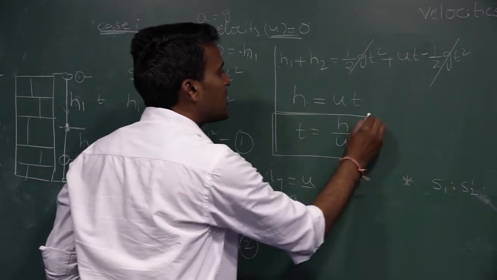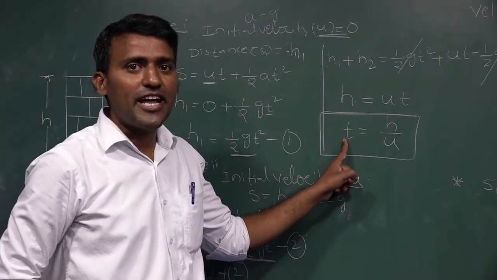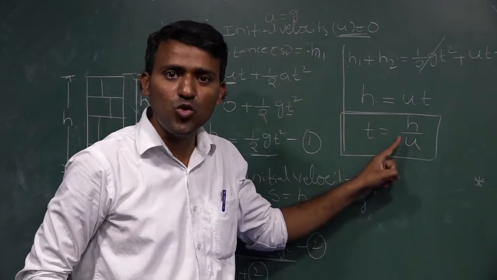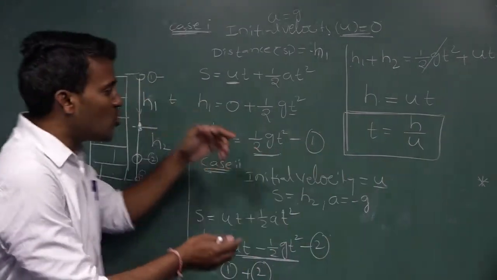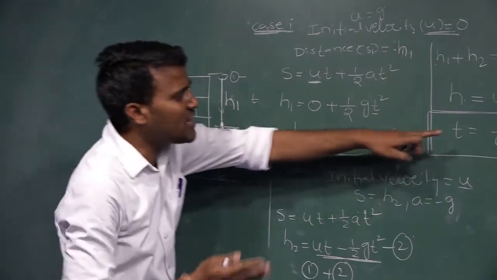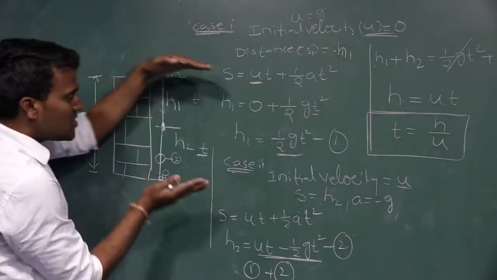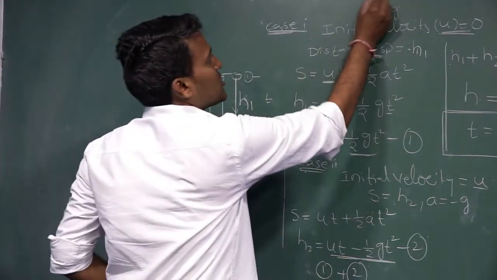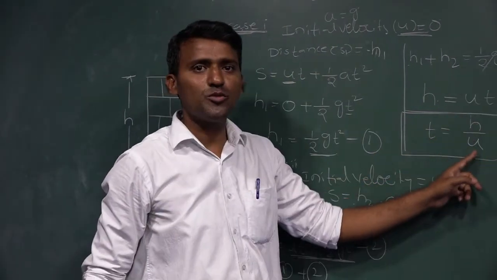After t, that is after h by u time interval, these two bodies meet at this position. After h by u time interval, these two bodies meet. So that is the equation we got, t is equal to h by u.